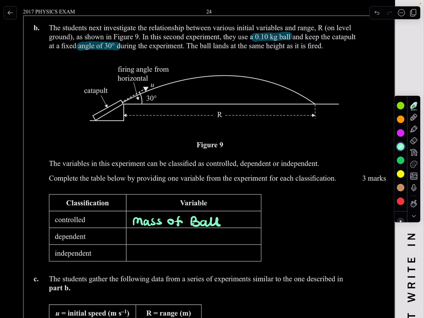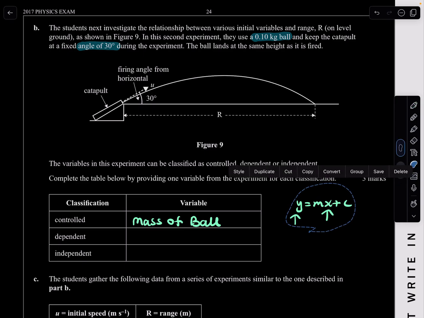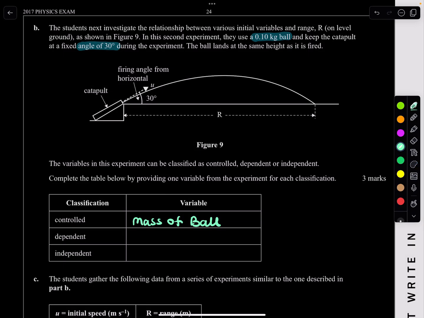Now, dependent. Your dependent variable is the variable that you're trying to measure. Think of it as the y-axis. So think of an equation, y equals mx plus c. x is your independent variable and y is your dependent variable. We start subbing values of x and it's going to result in y values. And this is what our dependent variable is, and it's what we're trying to measure. So in this question, what are we trying to measure? Well, we're trying to measure the range. The students next investigate a relation between various initial variables and the range. They're trying to see what the range is. So that's your dependent variable.